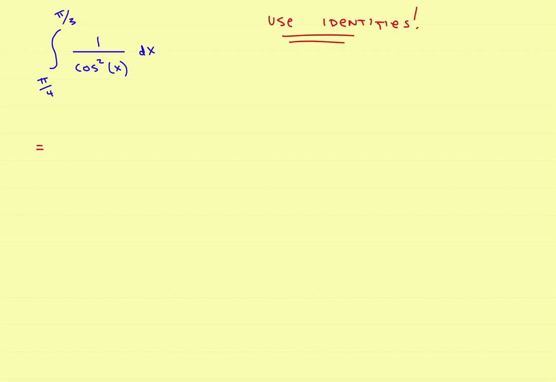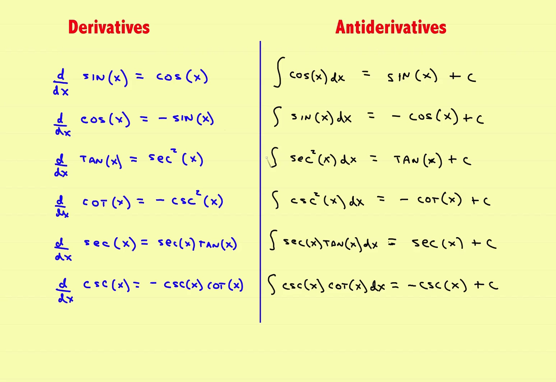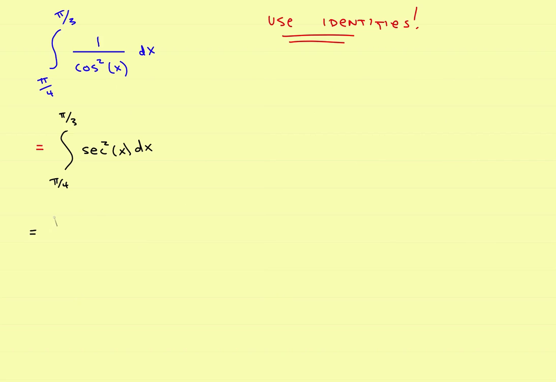So what I'll have here will be the integral from pi divided by 4 to pi divided by 3, and 1 over the cosine squared is the secant squared of x. So use your identity to change it into a form you can get. Now let's go back to the definition list again. You do have the antiderivative of the secant squared is the tangent. So let's go ahead and use that. This will turn into the tangent of x evaluated from pi divided by 4 to pi divided by 3.